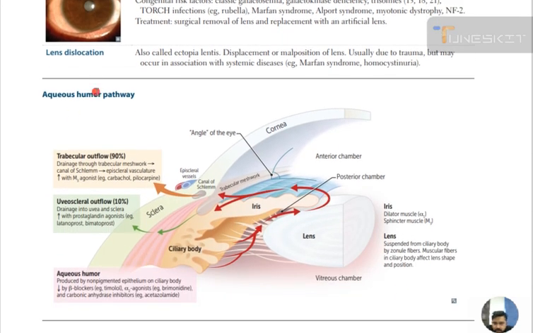So, this is the aqueous humor pathway. What is trabecular outflow? First of all, let us see where the aqueous humor is produced. It is produced by the non-pigmented epithelium of the ciliary body. So this is the ciliary body, and the non-pigmented epithelium produces aqueous humor. It is decreased by beta blockers such as timolol, alpha 2 agonists such as brimonidine, and carbonic anhydrase inhibitors like acetazolamide.